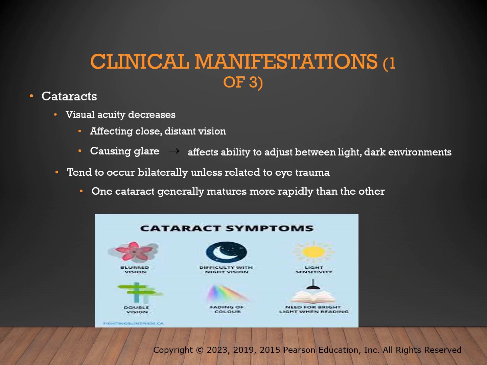Clinical manifestations. As a cataract interferes with light transmission through the lens, visual acuity decreases, affecting close and distance vision and causing glare. Glare affects the individual's ability to adjust between light and dark environments. Very hard to drive at night. Color fading or yellowing of colors occurs. When the cataract is mature, the pupil may appear cloudy, gray, or white rather than black. Cataracts tend to occur bilaterally unless they are related to eye trauma.